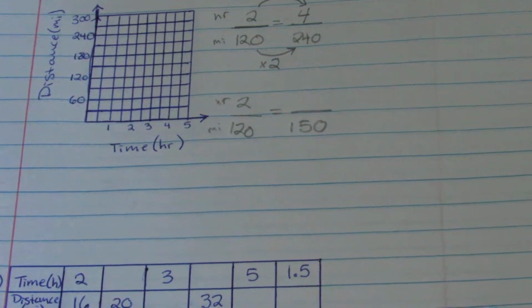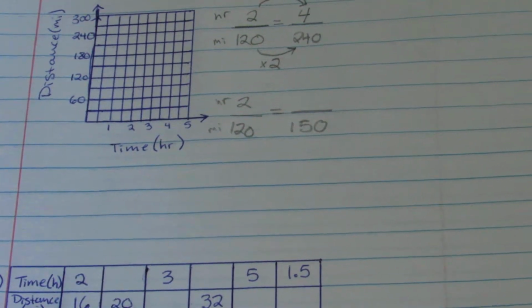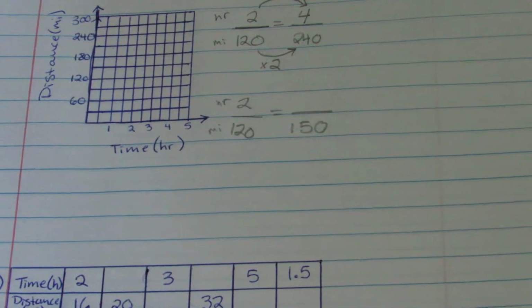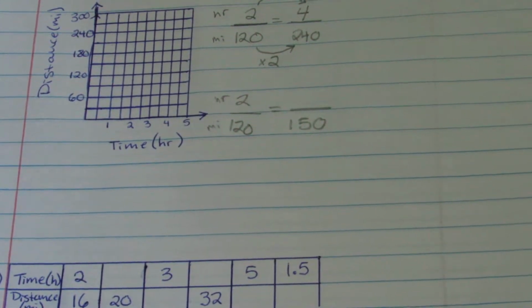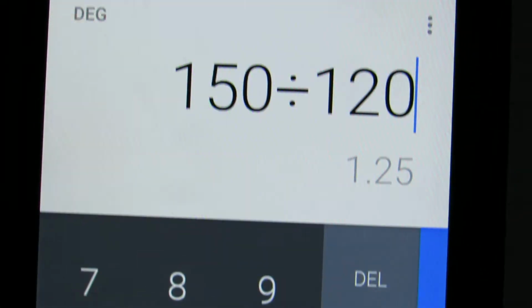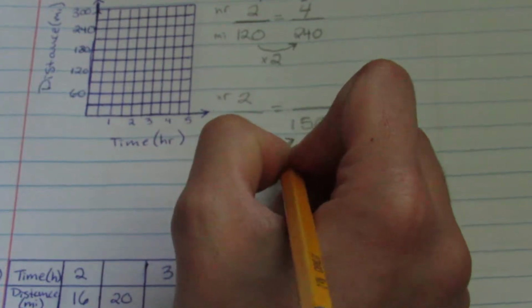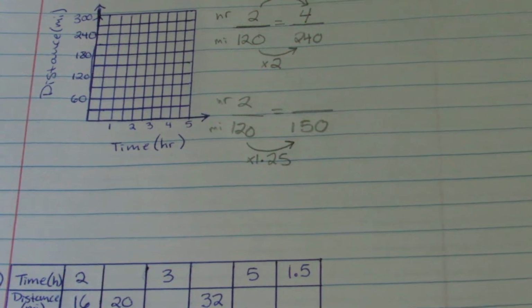Now, you guys are probably like, Miss Zielinski, I don't know how to get from 120 to 150. Well, guess what? That's why we have these nifty calculators. You are allowed to use your calculator for this unit. I want you to divide 150 by 120. So you should get, sorry, I left my calculator at school. You should get 1.25. So if I multiply, and I will show you why I did that, if I multiply 120 by 1.25, let's just confirm our theory.